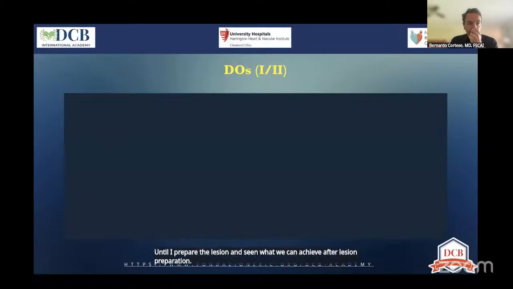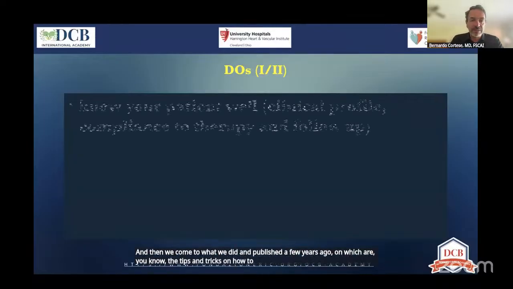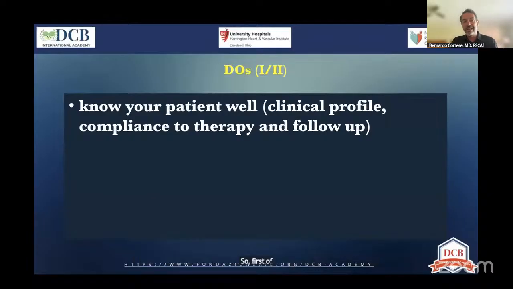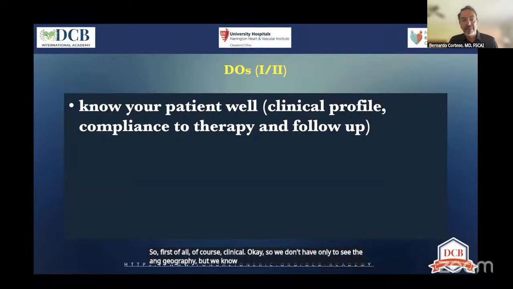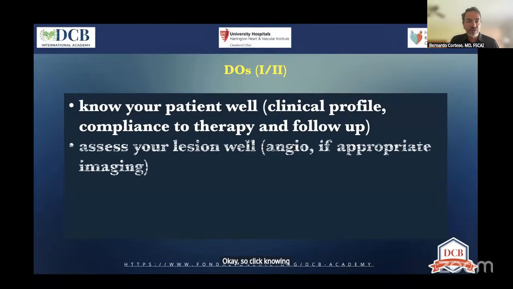And then we come to what we did and published a few years ago on the tips and tricks on how to do a DCB PCI. So first of all, of course, clinical. We don't only have to see the angiography, but we have to know our patients well. For example, if we have a patient at high bleeding risk, also with a proximal LAD, I would recommend to insist a little bit more in preparing the lesion before deciding whether to convert to a long stent instead of a DCB. So knowing the clinical profile of the patient is very important.